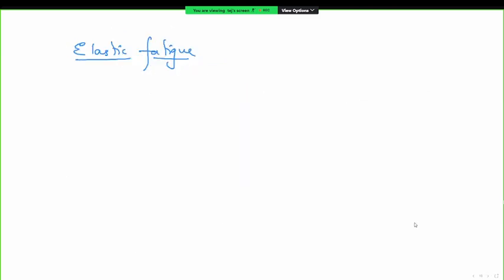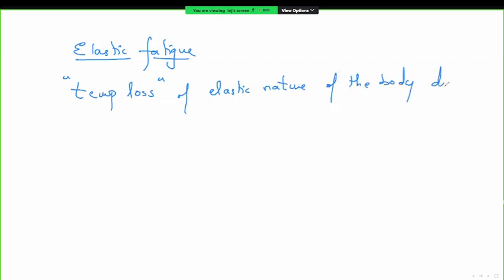Now, fatigue is different. Fatigue, in simple language, is nothing but temporary loss. I'm not saying permanent, temporary loss. If you do not write the words temporary loss, the answer is wrong. Temporary loss of elastic nature of the body. Now, why is this happening? Due to repeated stresses over a long time.